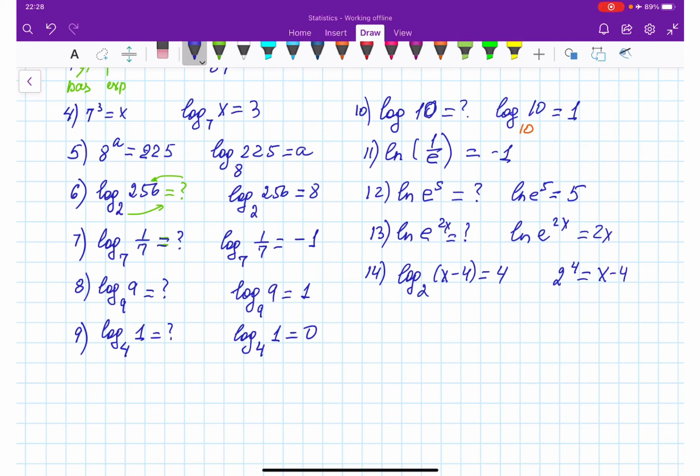So 2 to power 4 is going to be 16, x minus 4. So this negative 4, I am moving on this side, which will be positive, right? So 16 plus 4 is equal x, and x is equal 20. We solved it.